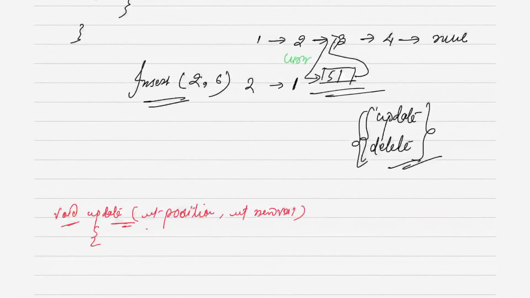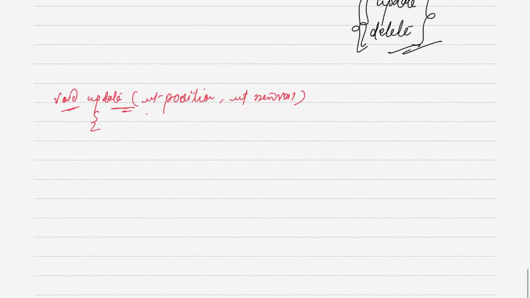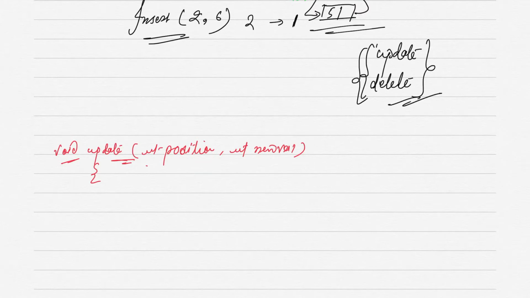In insertion, if you see, we were creating a new node. But when it comes to update, we just need to find the specific position's node. As soon as we find the node, we are just going to change the value. So the code is going to look similar to the insert.